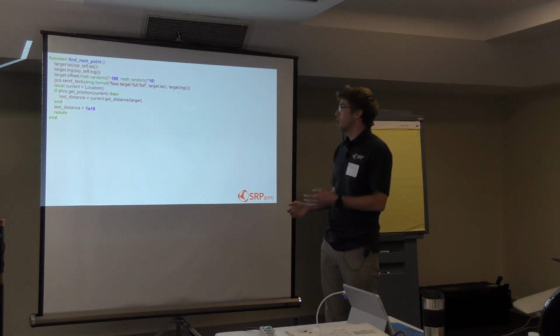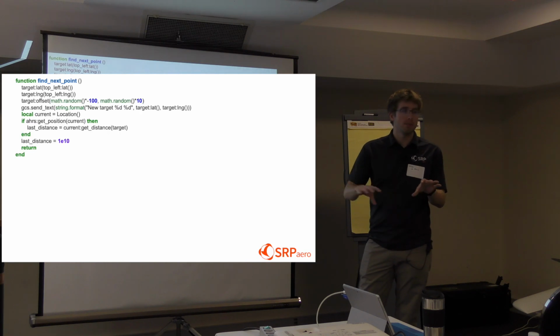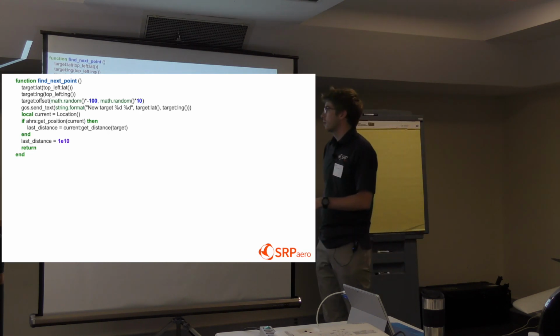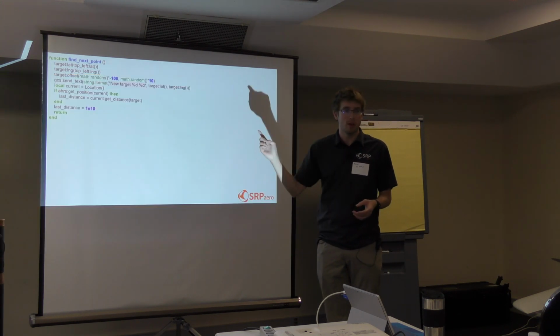So a function find next point will copy into the target position the top left one we're going to start from. And we should define copy constructors in the future. So at the moment, I don't have a copy. So it's just taking the lat and copying it, and then the long copying it.